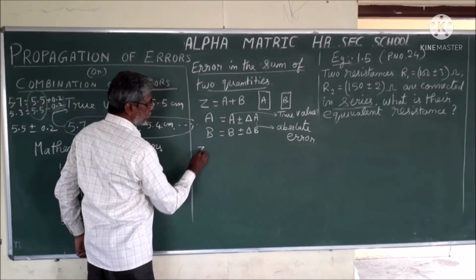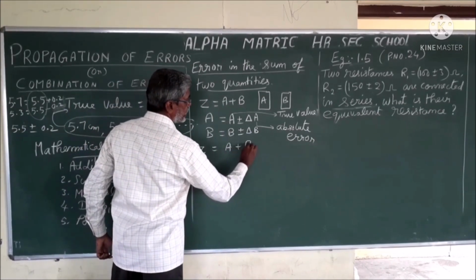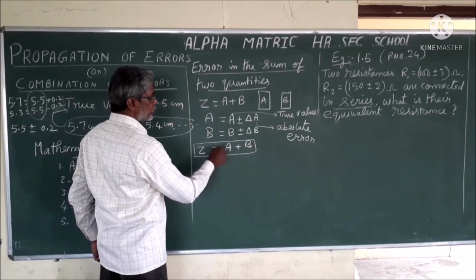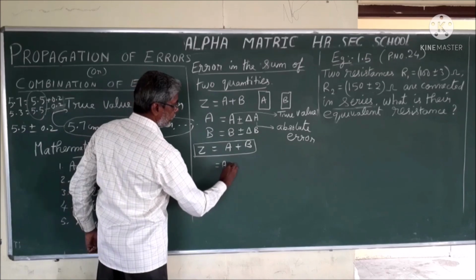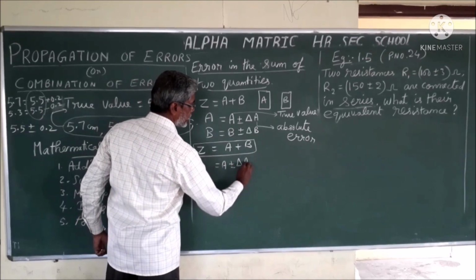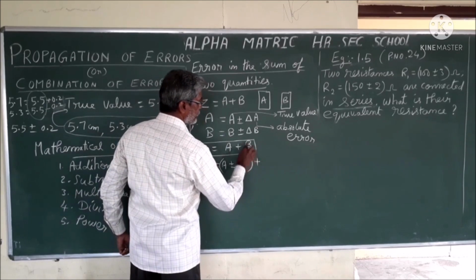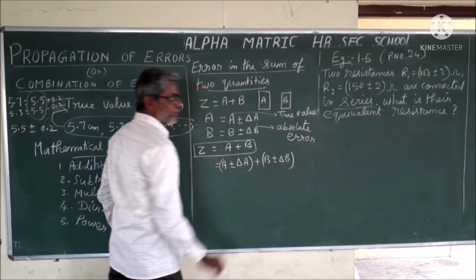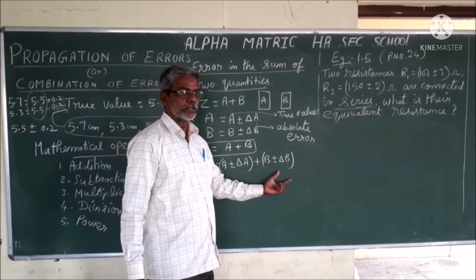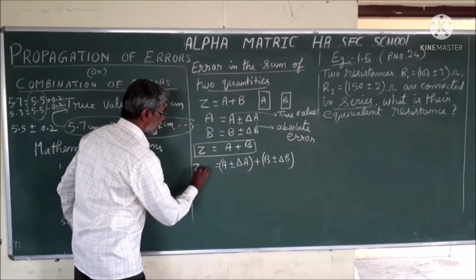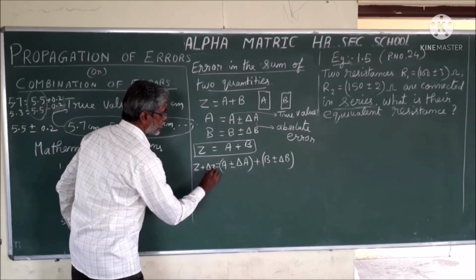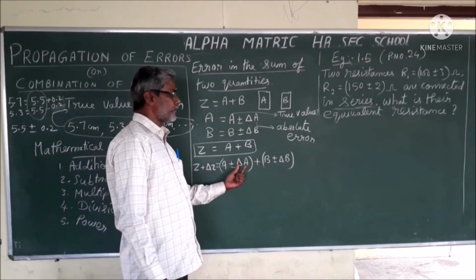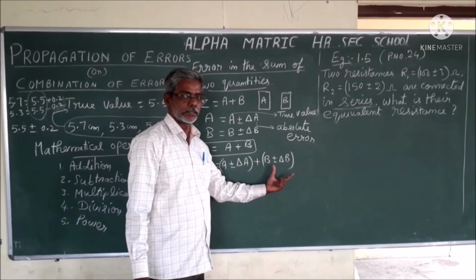Now we know that Z is equal to A plus B. Z is equal to A plus B. Now you substitute the values: A plus or minus delta A plus B, B plus or minus delta B. When I am adding these two values, the result will have some error. Let it be delta Z. The result will also have some error, let it be delta Z, because there are some errors in these two quantities.